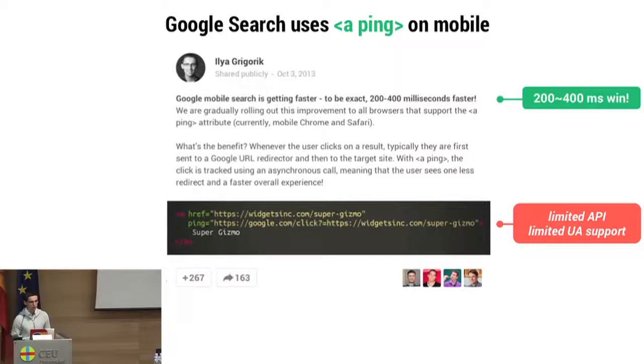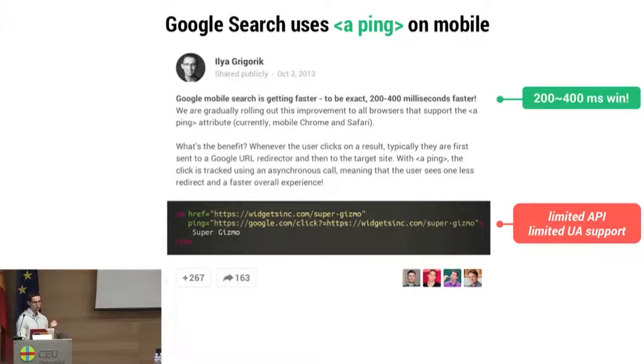So to address this, we've had some capabilities in the browser. For example, a ping. And this is something that Google Search actually rolled out last year. A ping is supported by Chrome and Safari on mobile. And what we're doing is when you're on the search results page on Google and you're accessing on your mobile phone, before we would do the redirect. Now we actually use a ping.